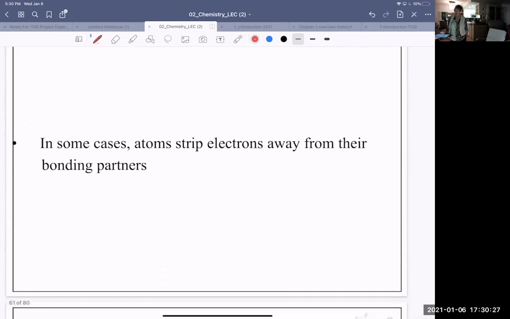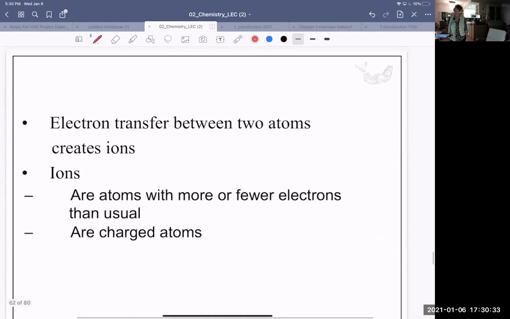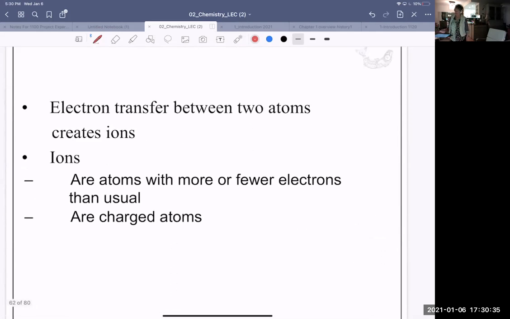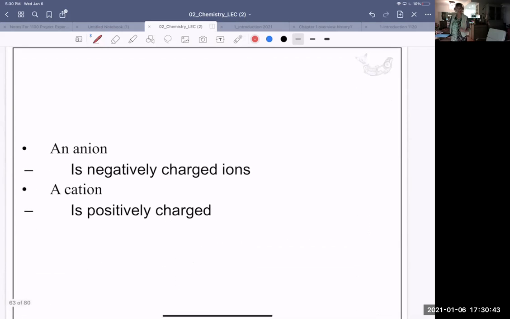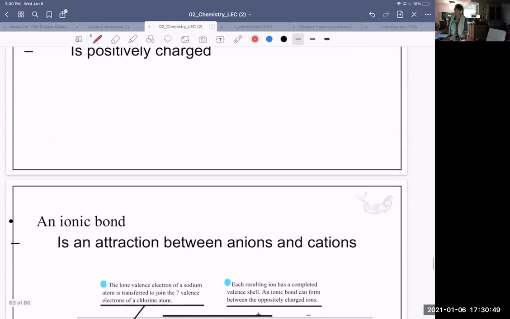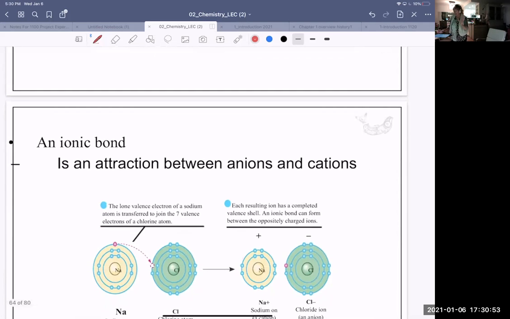Ionic bonds are when an atom strips electrons away from their bonding partners and creates ions. So ions are atoms with more or fewer electrons than usual. They are charged. An anion is a negatively charged ion. A cation is a positively charged ion. And an ionic bond is the attraction between anions and cations.